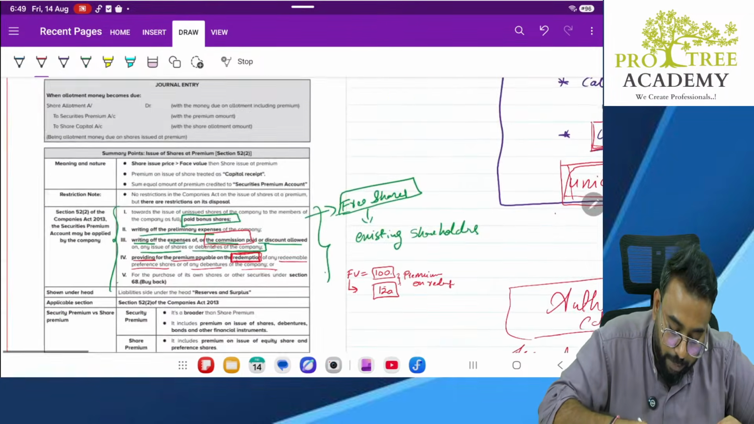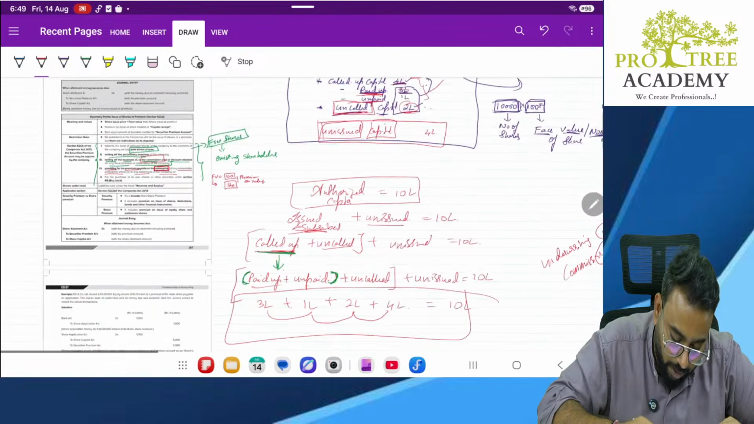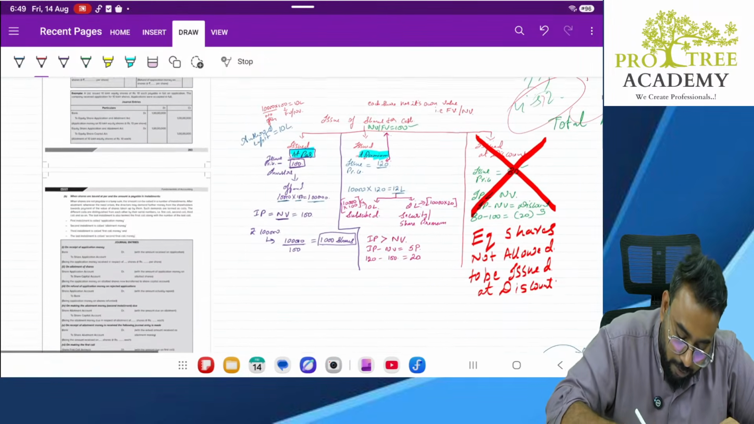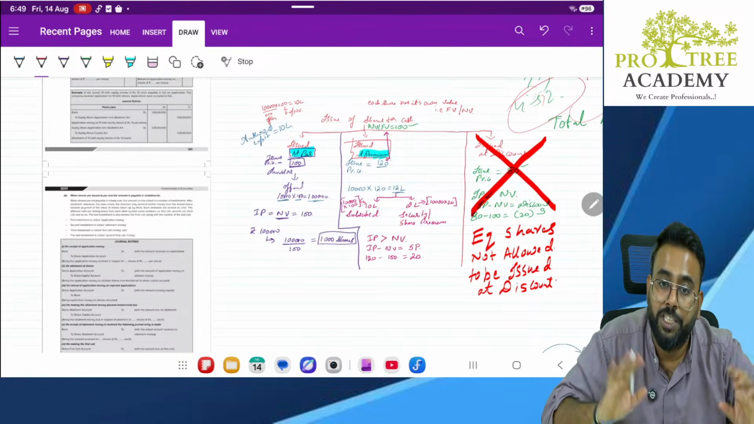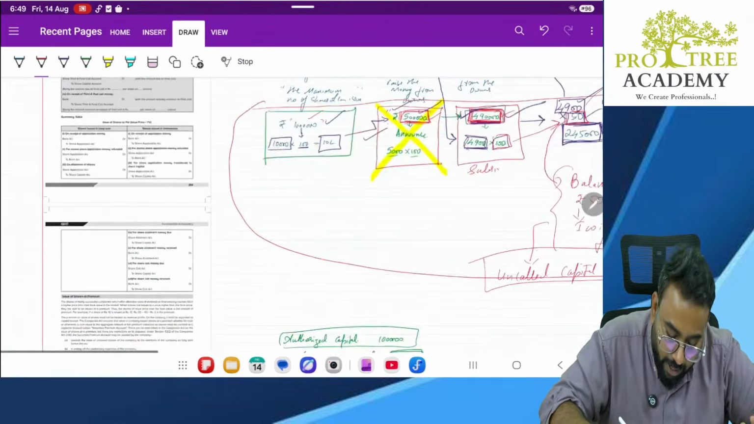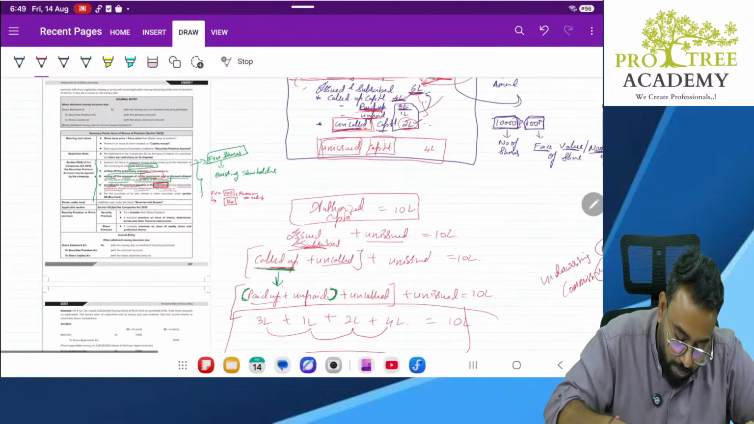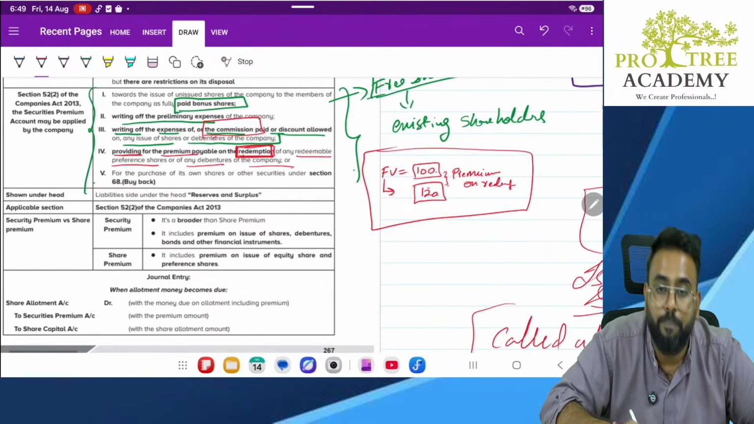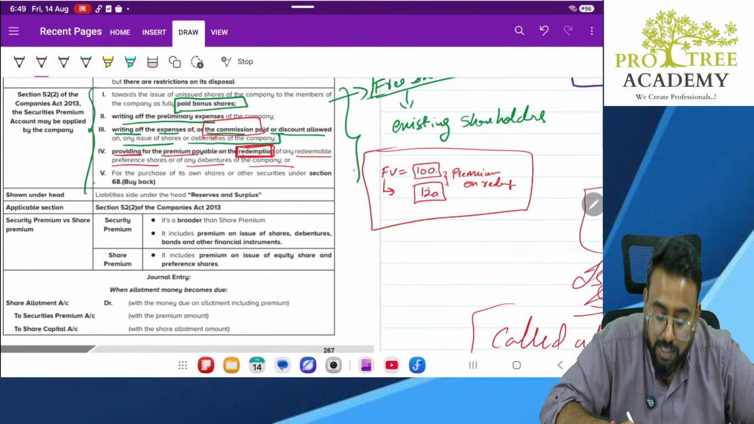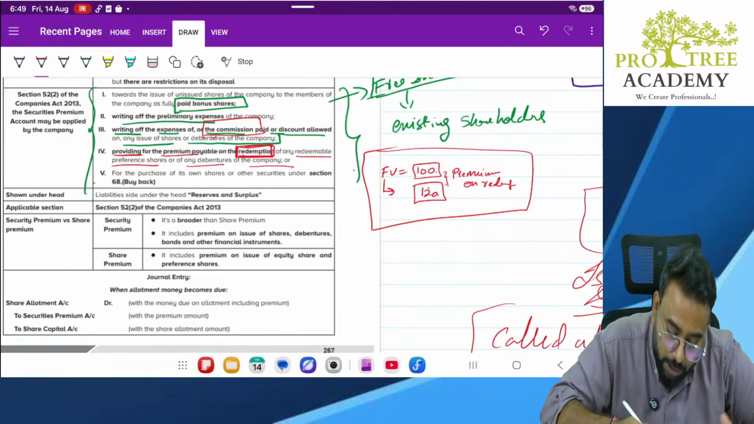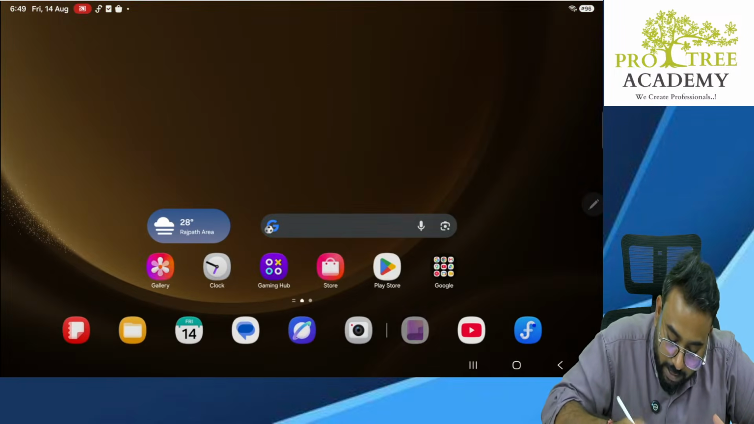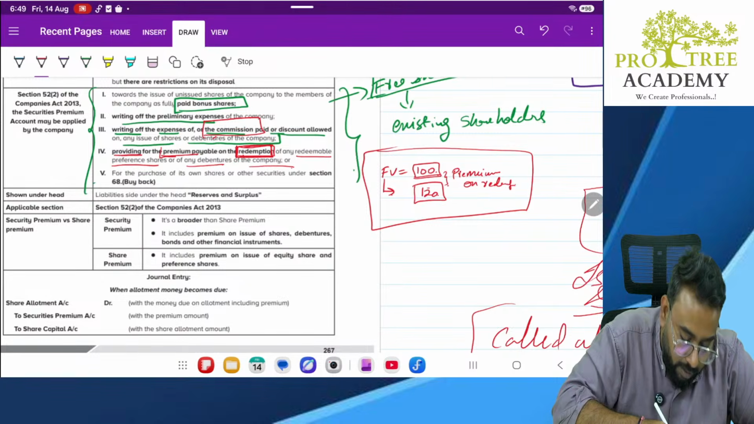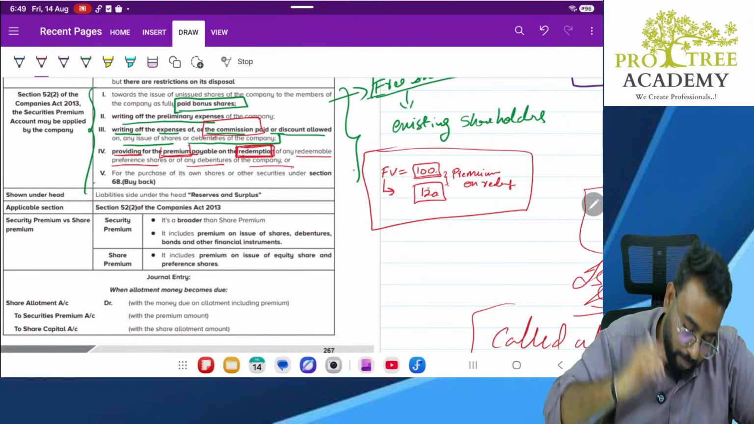Here we saw premium on issue of shares, correct or no? In the same way, premium on redemption of shares is also possible. So any preference shares or debentures getting redeemed at a premium. Premium means you are paying back more than the face value. Then this premium, which premium? The share premium can be used.